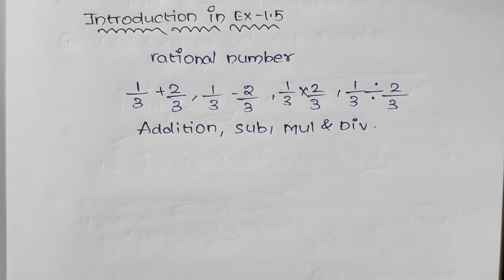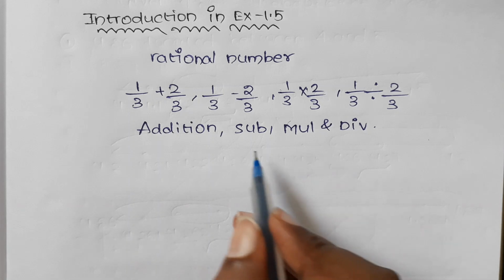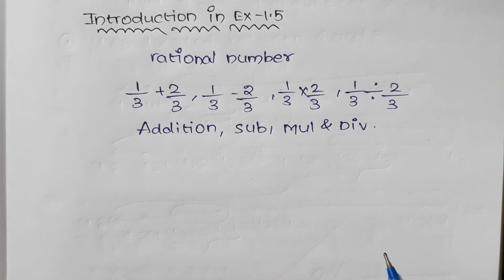Similarly, irrational numbers also satisfy the commutative, associative and distributive laws for addition and multiplication. However, if we add, subtract, multiply or divide two irrational numbers, the result is not always irrational. Sometimes it may be rational also.